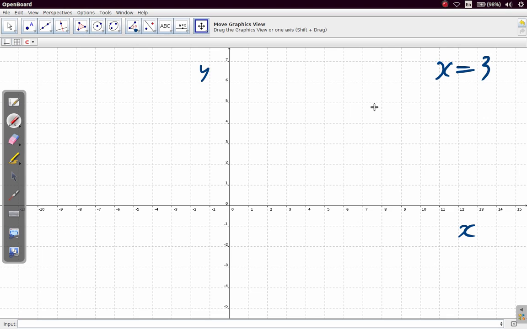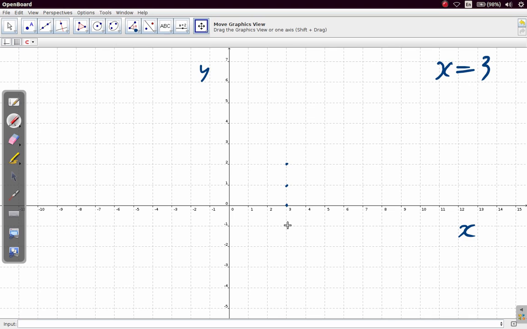Now, if you should sketch this line, x equals 3, it would look like this. Notice at this point x is 3. Y is 0 and x is 3. What are the coordinates of this point? Y is 1 and x is 3. So x is 3, y is 1. This satisfies this equation. At this point, x is 3, y is 2. What's important here is that x is 3. So this point satisfies this equation.